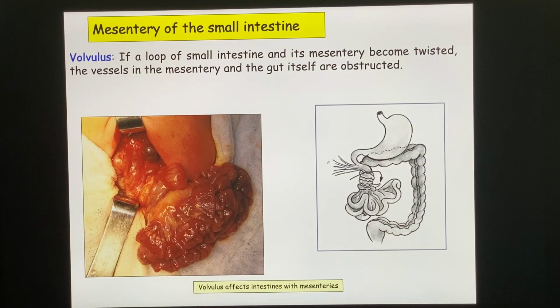Yeah, this is what I was mentioning about what happens to the mesentery. It gets coiled around like that, because the whole thing is mobile. In that case, this is called volvulus, where basically the arteries get obstructed, and that will cause ischemia to the organ.